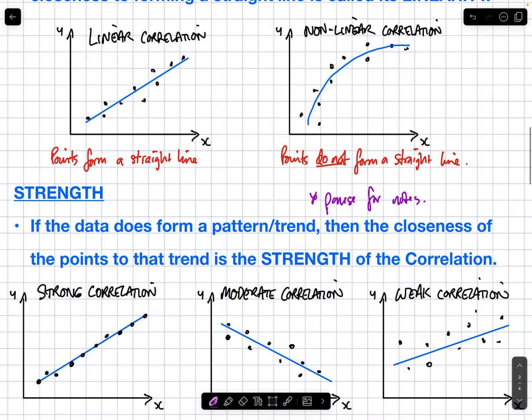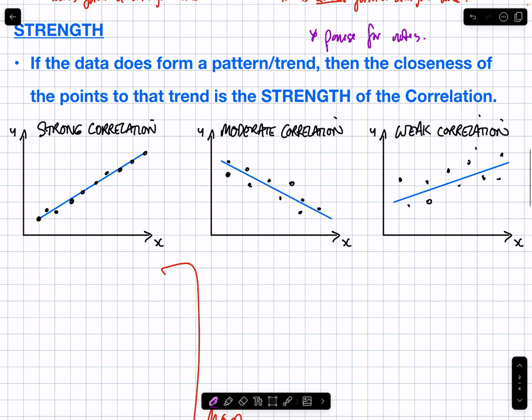That's the second aspect. The third aspect is strength. If the data does form a pattern or a trend, then the closeness of the points to that trend is the strength of the correlation. So if the dots are forming a shape and they're very close to that shape, like you see here, we say that is a strong correlation. If the dots are forming a shape but they're a little bit far away from that shape, we say it's a moderate correlation. And if the dots are somewhat far from the shape that it's forming, but there's still a clear pattern, we say it's a weak correlation. Pause for notes.